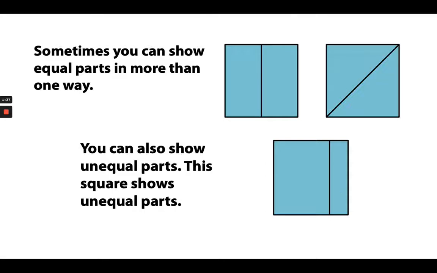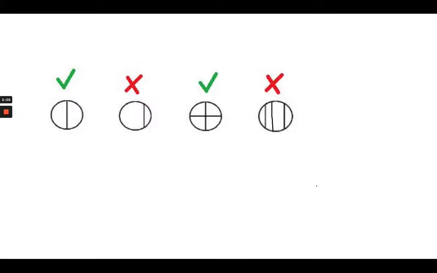So now we're going to take a look at some shapes that show equal parts and some that don't. So take a look at this circle. So we can see there's a line down the center, just like we talked about before. This is showing 2 equal parts, 2 halves. This circle is not showing 2 equal parts. You can see this side over here is a lot bigger, all right? This circle is showing 4 equal parts, or fourths, okay?